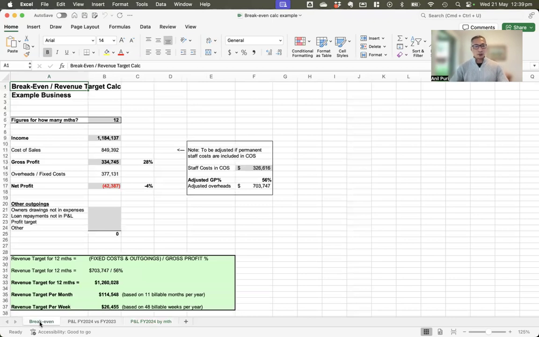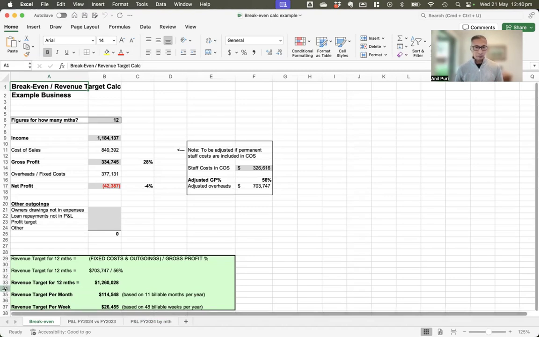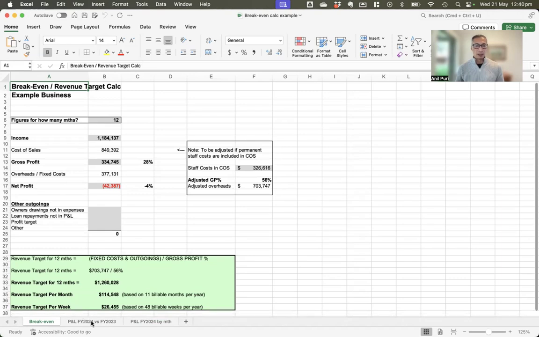So this first tool that I want to share with you is a very simple tool I use to help my clients understand what their break-even point is. And the break-even point is really the revenue that you need to generate to cover your costs. You can see here, as I said, it relates back to this P&L for this client.